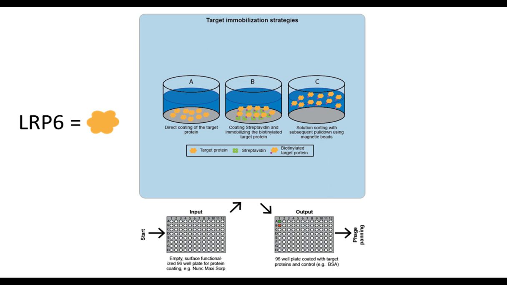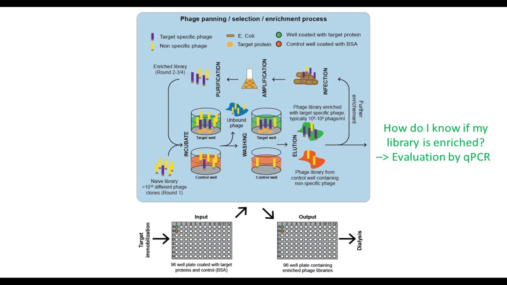Down here, you will see an illustration of the plate that has been used for the phage display. And as you see, we only use one well at this point. And the green one's always the target reaction containing the target protein. And the orange one is the control reaction, which in our case is just a well that has been blocked with BSA.